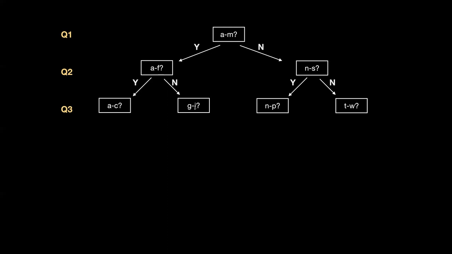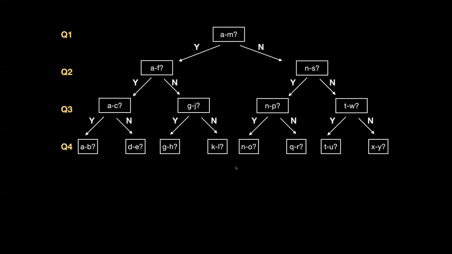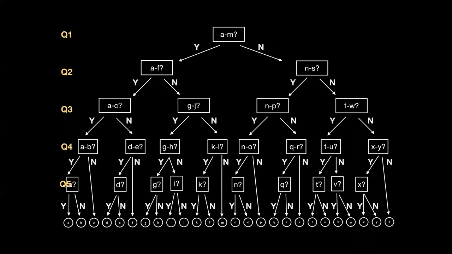Okay, what is G and J? And the same goes the other way around. You keep cutting in half. And if you go on, yes, A to C, okay, is it in A to B? You see that with 5 questions, in the worst case, because it can also be 4 questions, so in the best case is 4, in the worst case is 5, you get to ask, is it letter A?